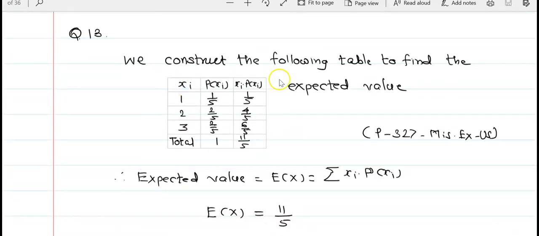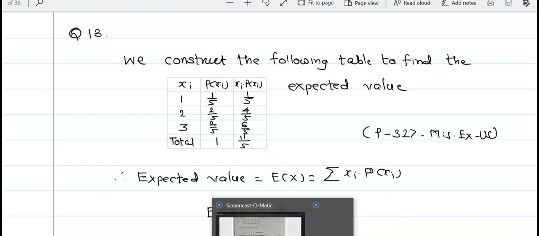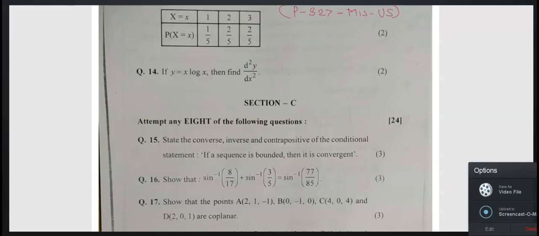We construct the table with xi, P of xi, and xi into pi, and their products are given. Unsolved miscellaneous exercise. The expected value, E of x, is equal to summation xi into P of xi, and that is nothing but 11 upon 5. Now see the next question.